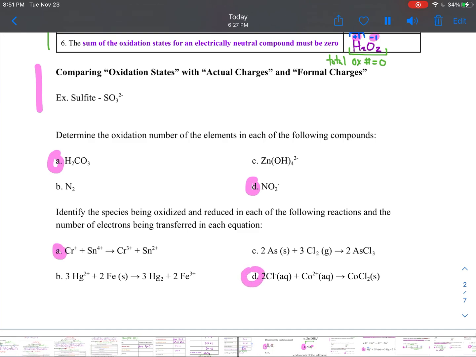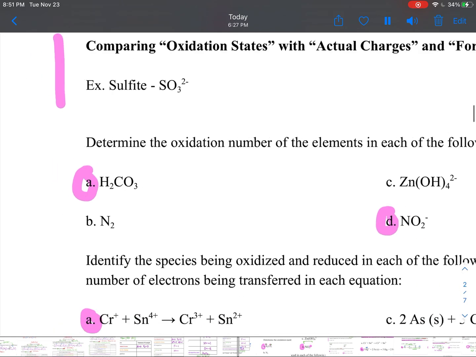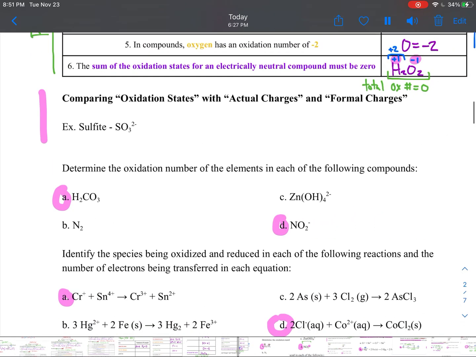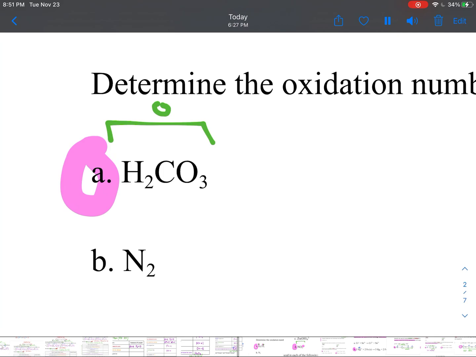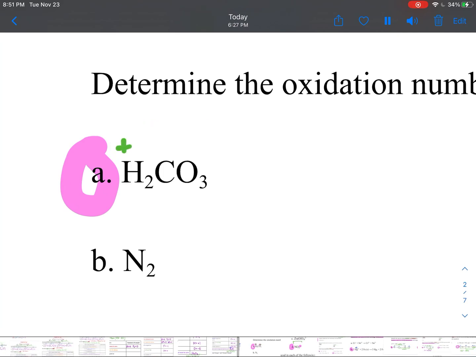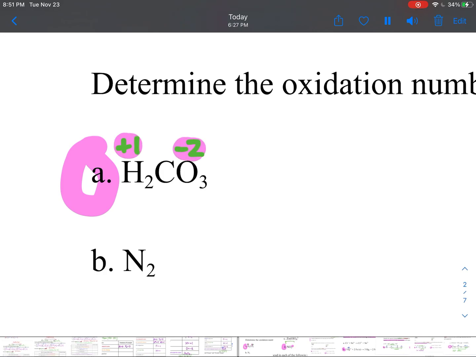Let's start with this one here. Determine the oxidation number of the elements in each of the following compounds. Well, in total, this has to add up to 0. Keep that in mind. In the end, it is a neutral compound, so it must be 0. Using our rules, we know that hydrogen is +1, and oxygen is usually -2. Well, those are the oxidation numbers of the hydrogen and the oxygen.